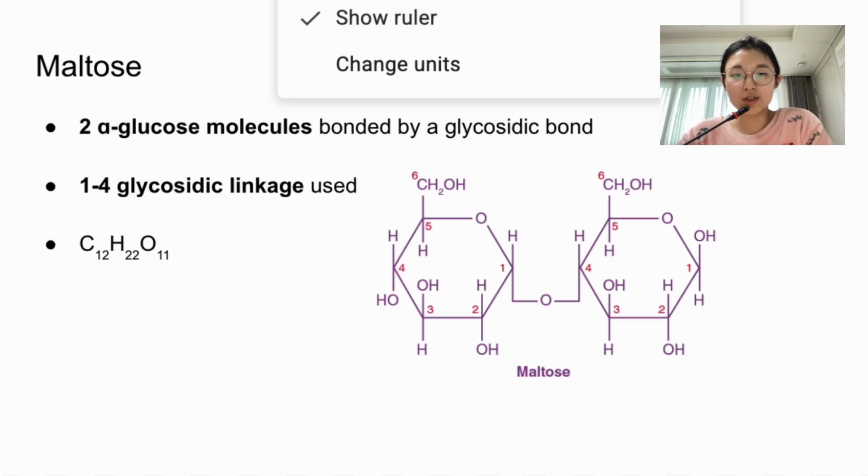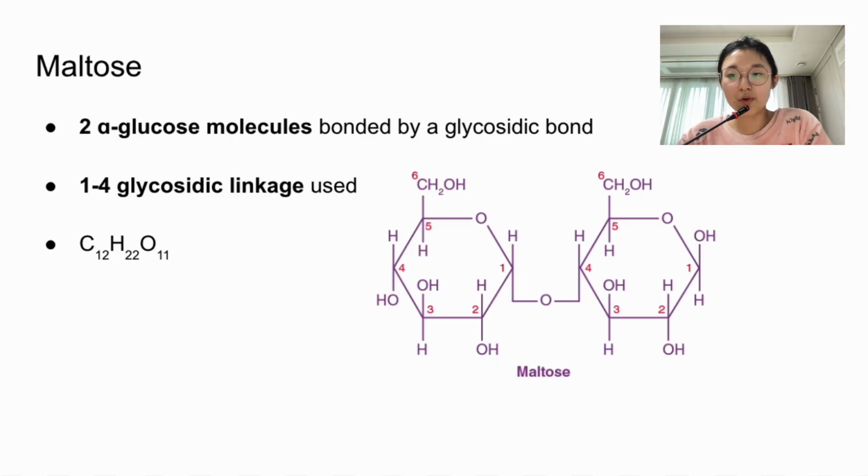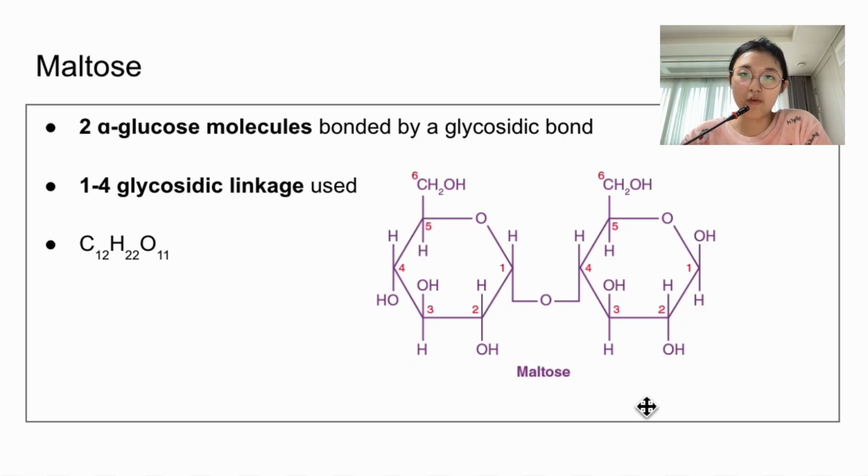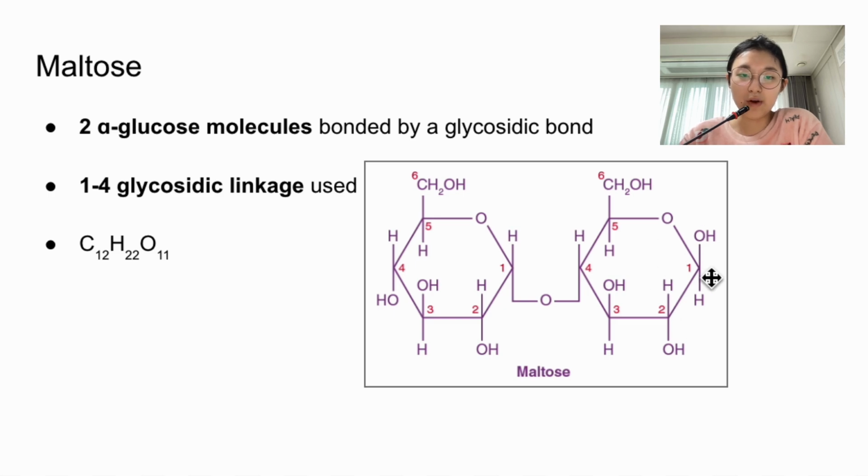Now, because a glycosidic bond involves the anomeric carbon of only 1 glucose unit, the second glucose, this one, is going to still retain a free anomeric carbon. The anomeric carbon refers to carbon 1 or C1 right here. And as a result, maltose is going to be classified as a reducing sugar.